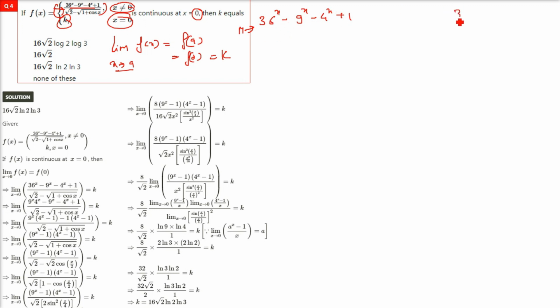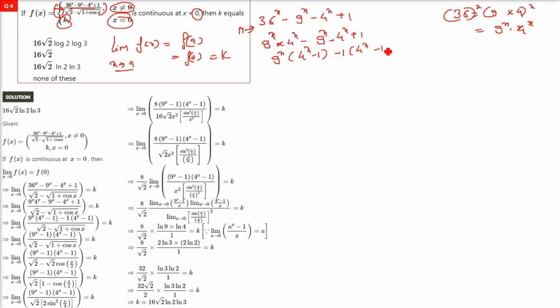36 raised to x: 36 can be written as 9 times 4, and to the power x, which is 9 raised to x times 4 raised to x. Just put it here: 9^x times 4^x minus 9^x minus 4^x plus 1. So 9^x you can take common, (4^x minus 1), and here minus 1 common, (4^x minus 1). So it is (9^x minus 1)(4^x minus 1).